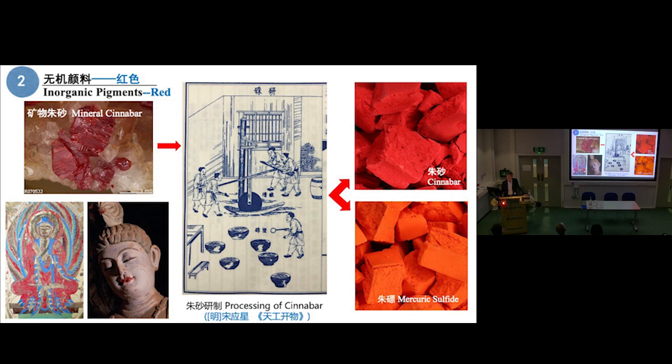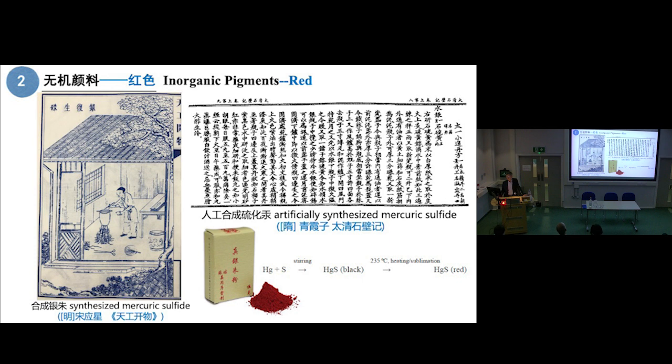This picture is mineral cinnabar. This mineral cinnabar was used for Buddhist costumes, Buddhist mouths, and other very key parts and important locations. This is an ancient book recorded in ancient China on how to make cinnabar, the process. This is also from an ancient text and tells us how to make cinnabar using an artificial process.